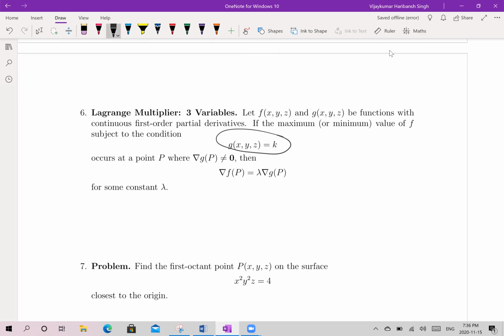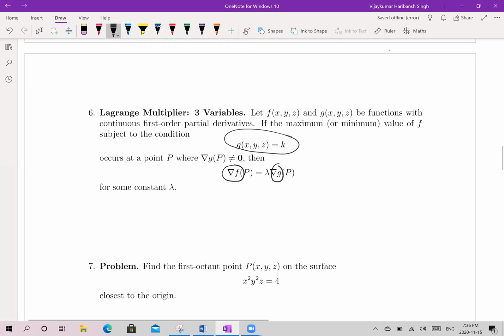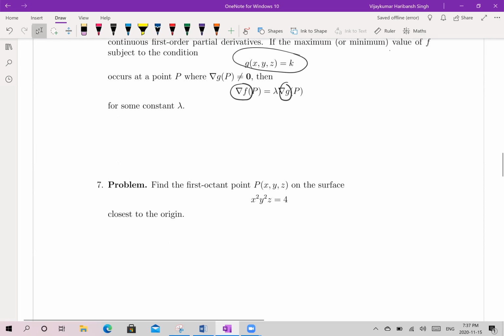So what should happen again is that grad f should be parallel to grad g at P if P was supposed to be an extreme value. Of course, this requires grad g at P not to be 0. If grad g at P is 0, then there's a problem, right? You can't apply Lagrange multipliers. So let's look at the following problem.